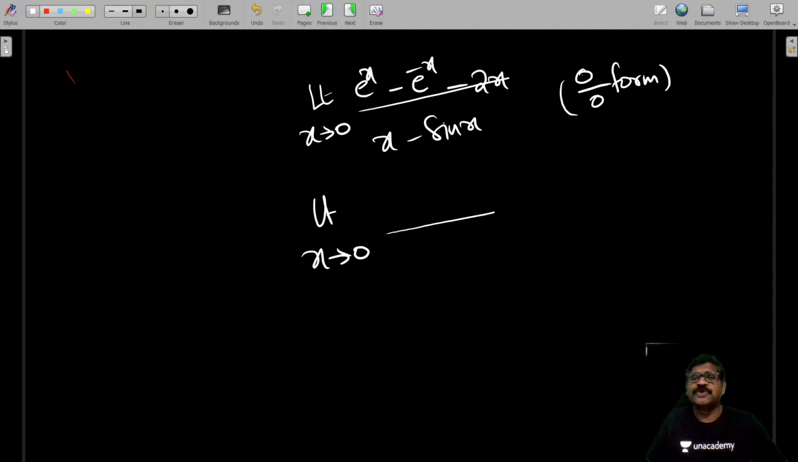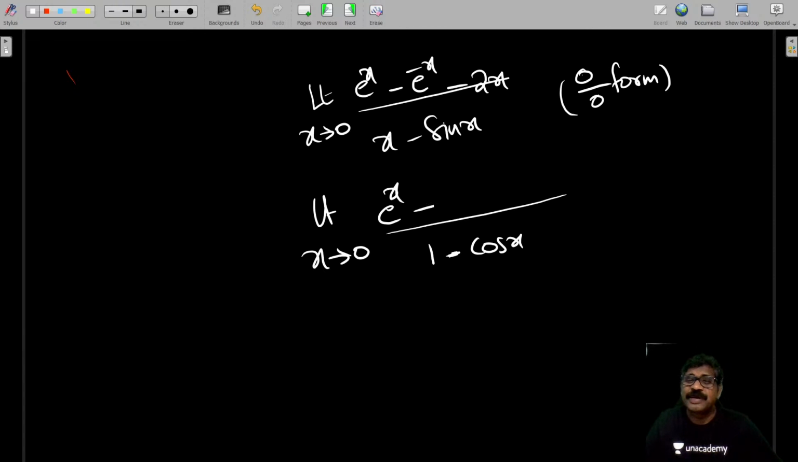Limit x tends to 0. Differentiation of x minus sin x. Differentiation of x is 1. Differentiation of sin x is cos x. So 1 minus cos x. Differentiation of numerator. Differentiation of e power x is e power x. Differentiation of minus e power minus x is plus e power minus x. Differentiation of minus 2x is minus 2.